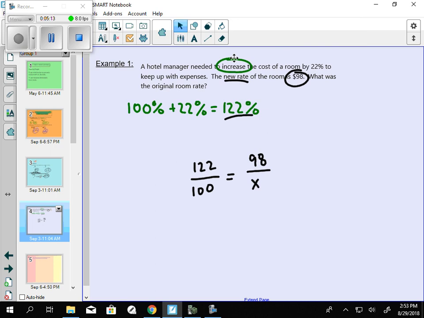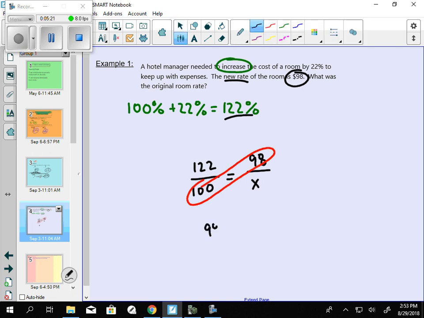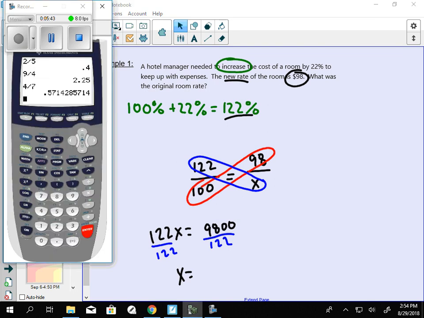If you recall, how you solve proportions like this is to cross multiply. So if we multiply 98 times 100, we get 9,800. If we cross multiply these other ones, we get 122x. And we can solve this with some simple math by now dividing. Cross multiply, divide, and we get our solution. So if you take that amount divided by 122, we will get that price.